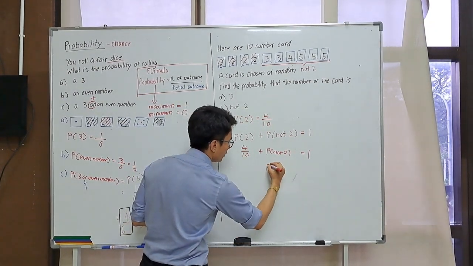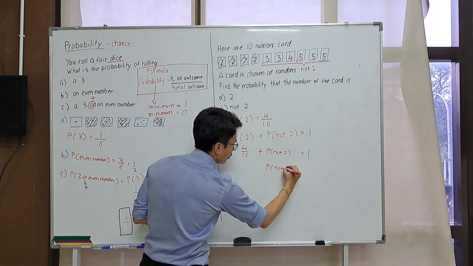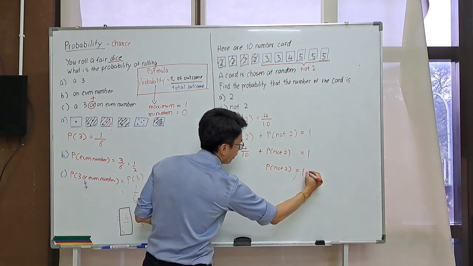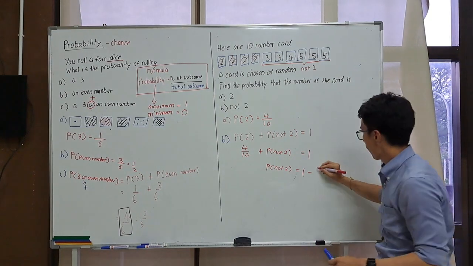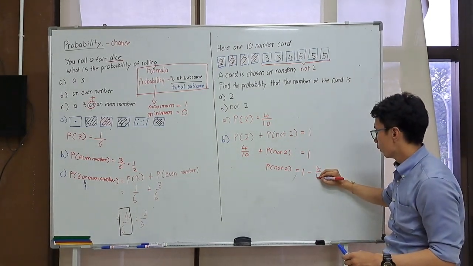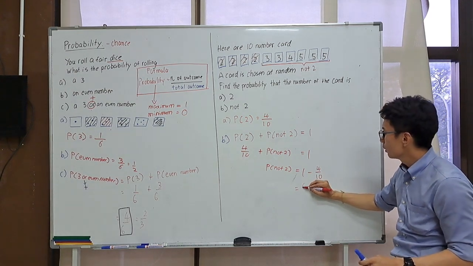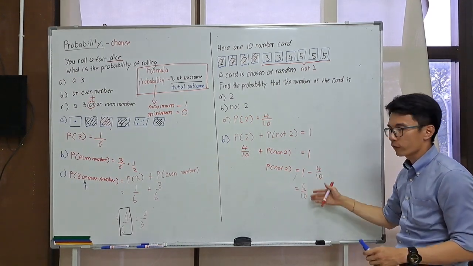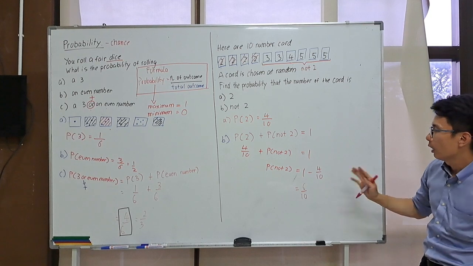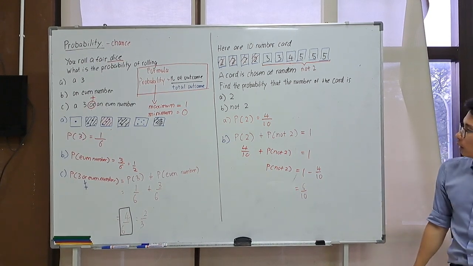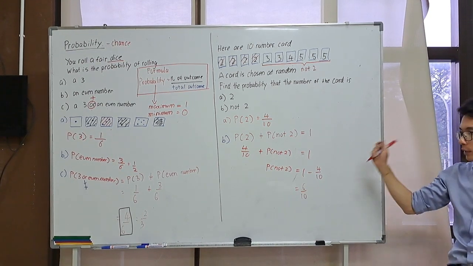So the probability of not 2 is going to equal 1 minus 4 over 10. And true enough, if you solve this, you will get 6 over 10, which of course you can further simplify, but I'll just leave my answer like this. Okay? So that's how we do it.